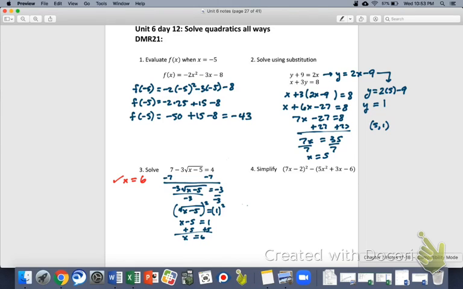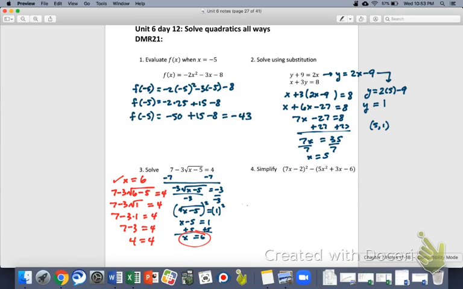All right, so you're going to plug it in. 7 minus 3 times the square root of 6 minus 5 equals 4. 6 minus 5 is, of course, 1. Square root of 1 is 1. I think we can see this is going to work out. 7 minus 3 is indeed 4. So I would say my solution is x equals 6.